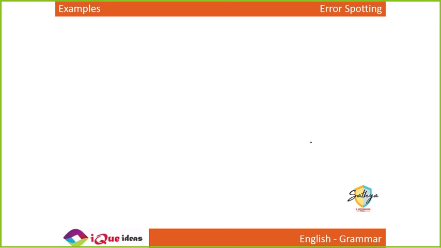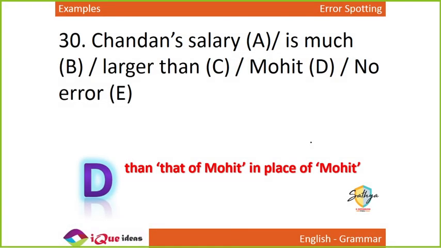Aditya, in such error spotting, which one? The previous one? Whether to mark C or D. So much larger than Mohit. No, you cannot compare with Mohit. So Mohit is the wrong part, right? Got it? The comparison is done with Mohit. So part D contains Mohit. So that is the wrong part.